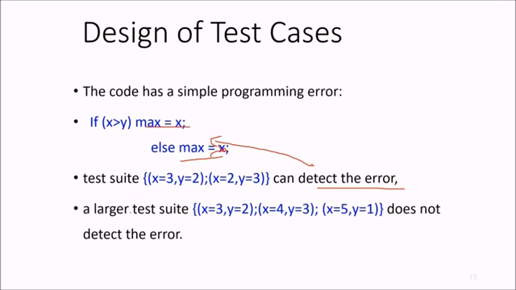But you can have a larger test suite like (3, 2), (4, 3), (5, 1). So this does not detect the error. So a large test suite does not guarantee that it is going to detect errors. But a carefully chosen set of test cases, or test suite, will definitely do that.